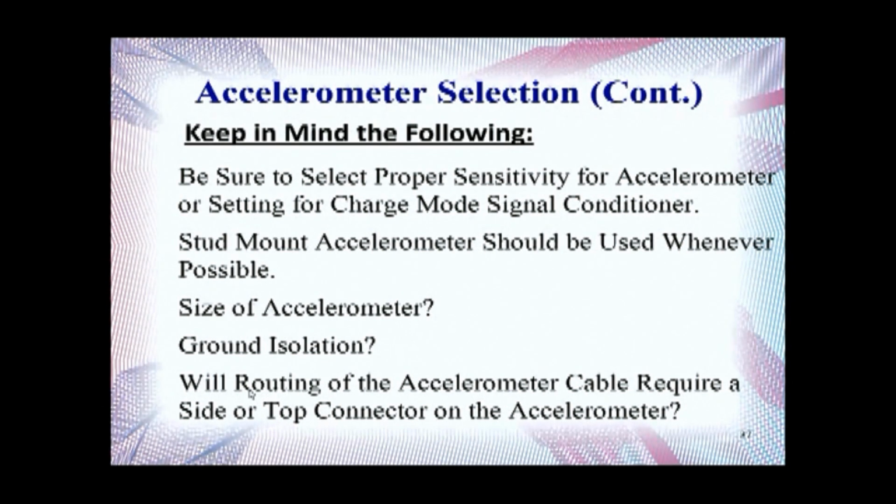Also, you need to take into consideration whether routing of the accelerometer cable will require a side or top connector on the accelerometer. If your setup requires you to, let's say, put the accelerometer inside of a channel, you want to use a top mounted or top connector accelerometer. Or there might be instances where you're putting the accelerometer underneath something, and in that case you would need to use a side connector. You would not be able to use a top connector accelerometer.